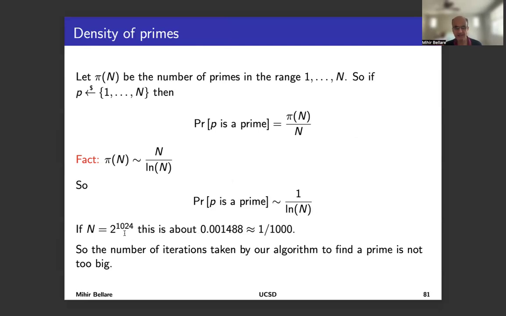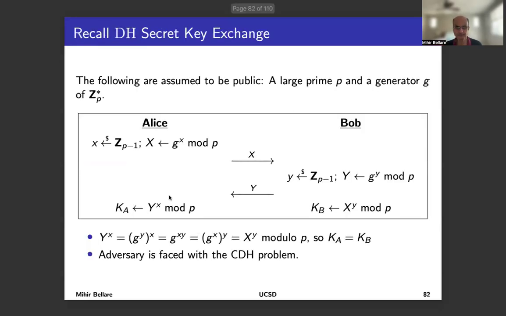And even for n being like 2 to the power 1024, if you compute it, this probability is about 1 in 1,000. So what that says is our algorithm, which does a loop, picking numbers at random and testing primality, will maybe need 1,000 or 2,000 iterations to actually finish and find a prime. That's not too big on a modern computer. So we have set things up so we can find these groups.